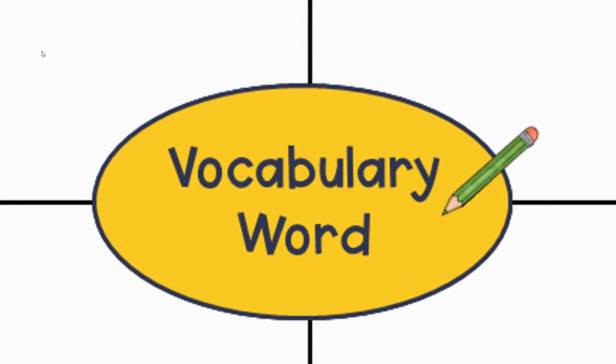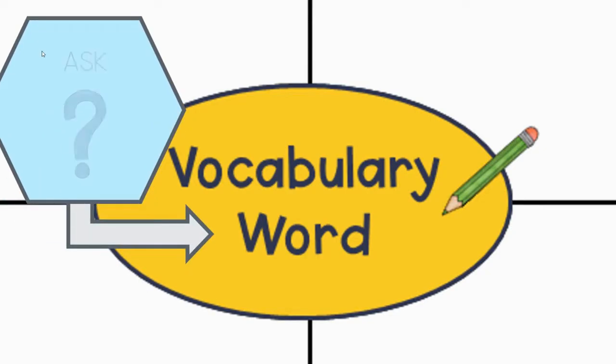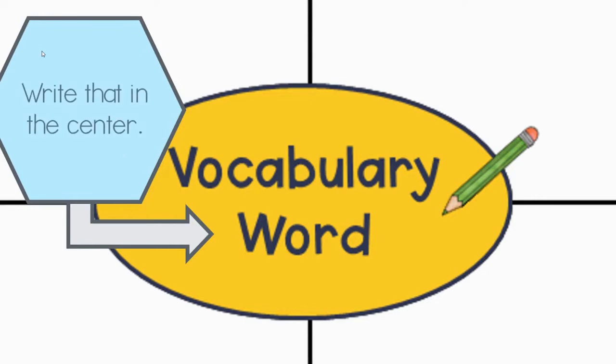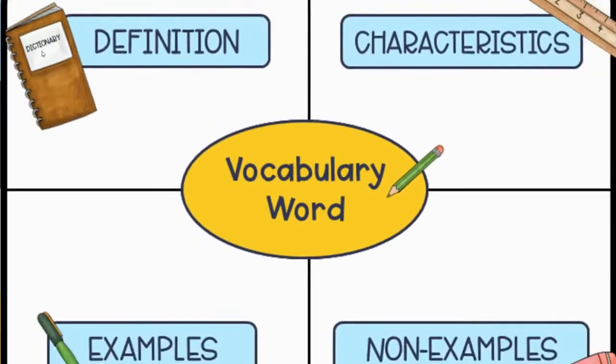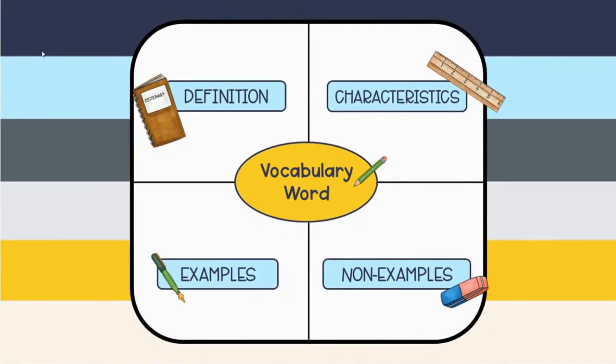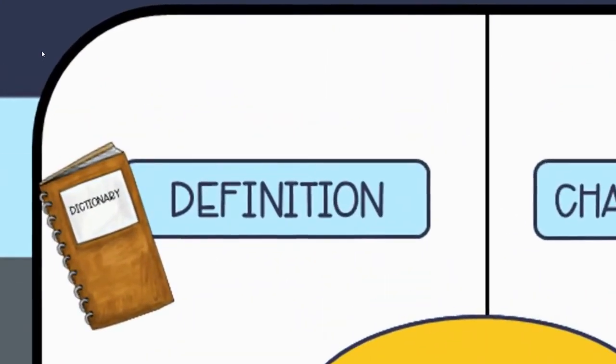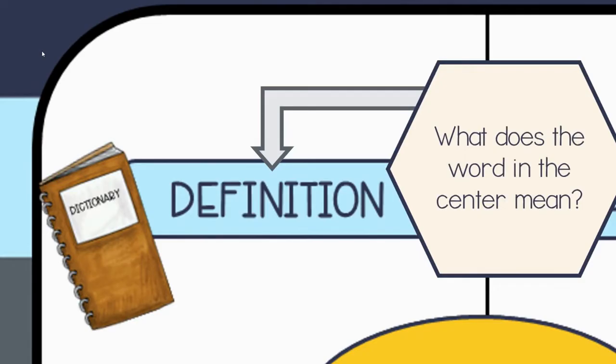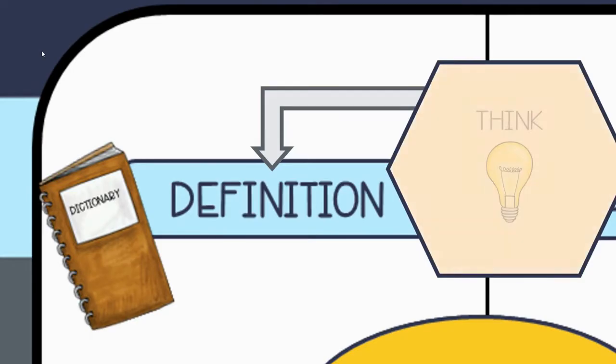So, let's see how we will use the ask, think, and connect process to learn the words with the Frayer model. First, you look at that vocabulary word and you're going to ask the very obvious question: what is the word you are trying to learn? And you will then write that word in the center. Once you have done that, come over here to the definition and we are going to ask, what does the word in the center mean?